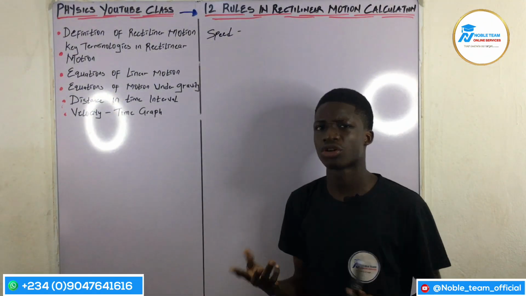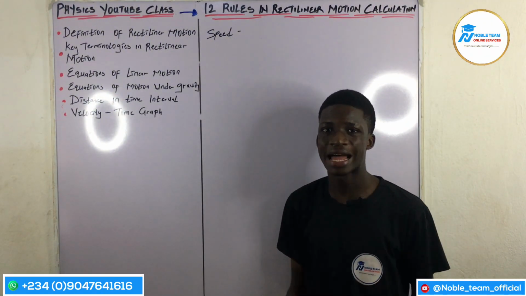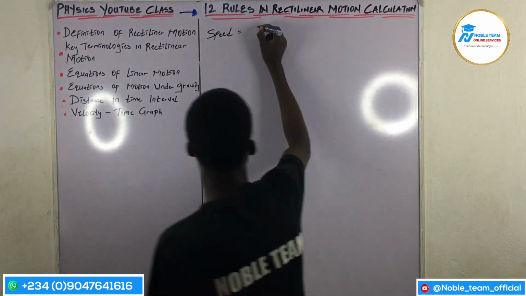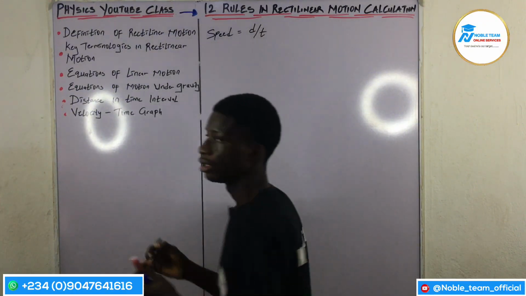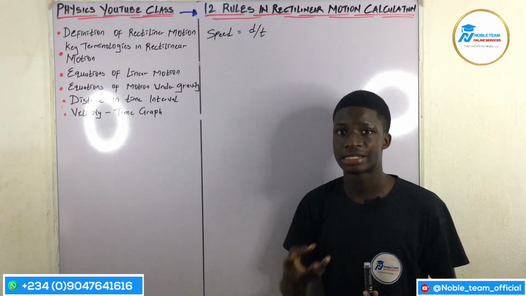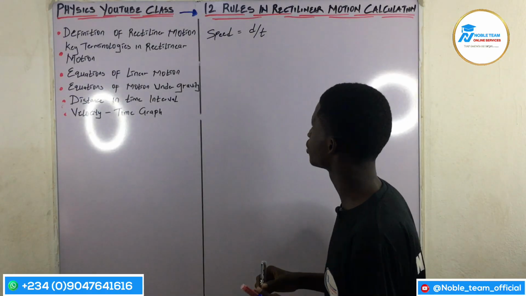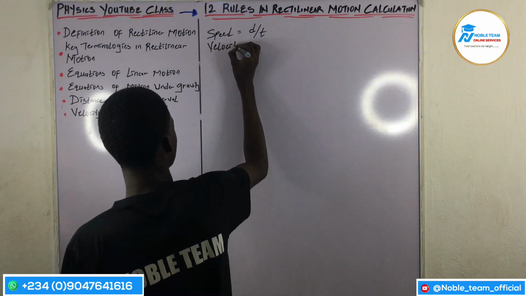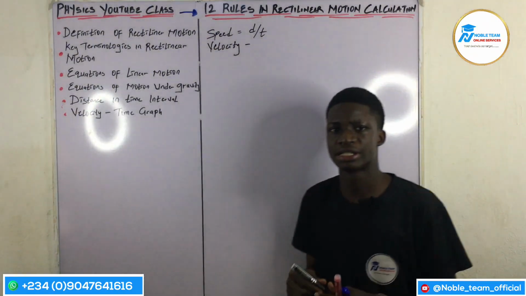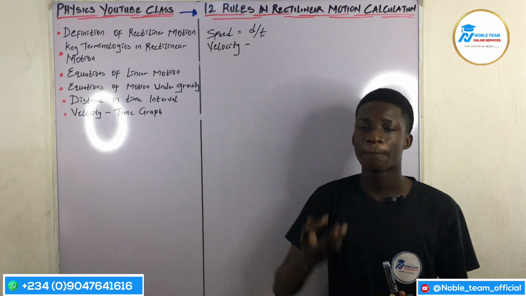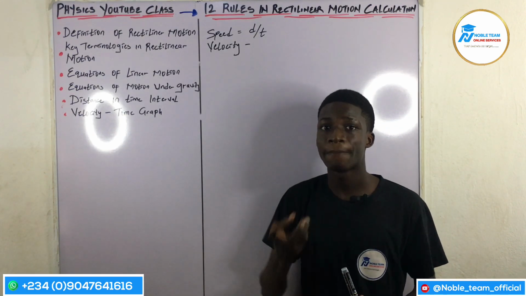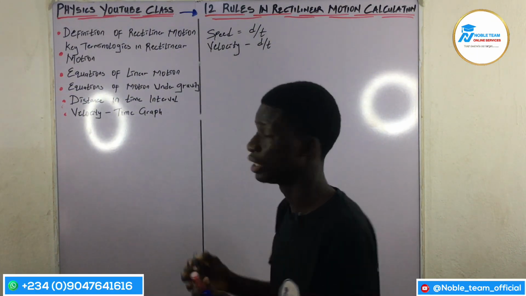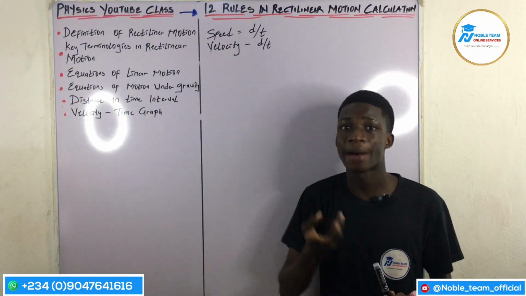Now, what is the definition of speed? Speed is the distance per unit time. That is why we have d/t. Do we understand this? Speed is the distance per unit time. Now, the next one we need to define is the velocity. What is velocity? Velocity is the displacement per unit time. You take note of it. This one is distance, and this one is displacement. It is the displacement per unit time.